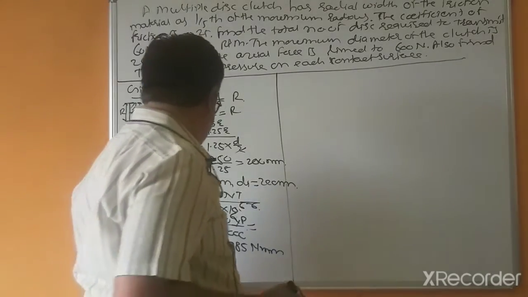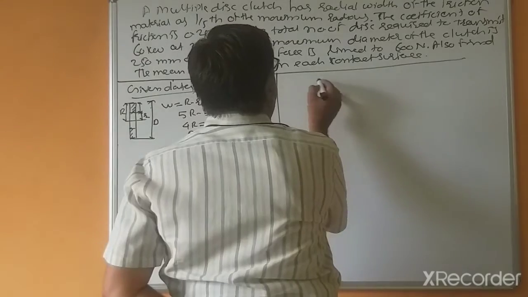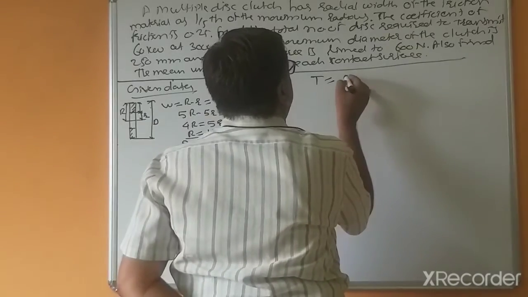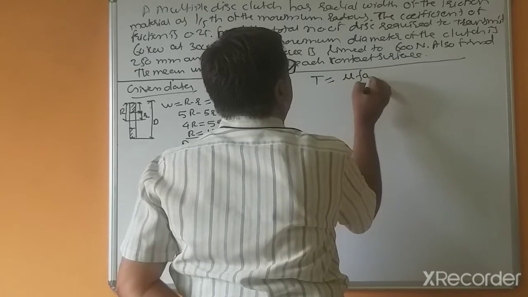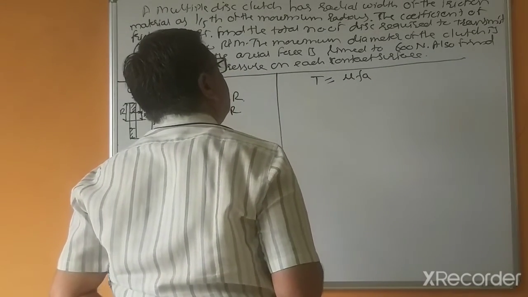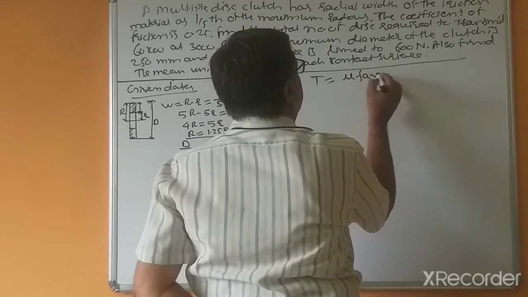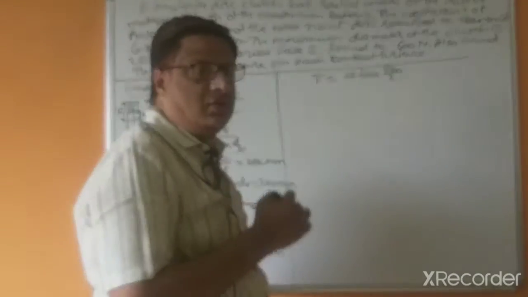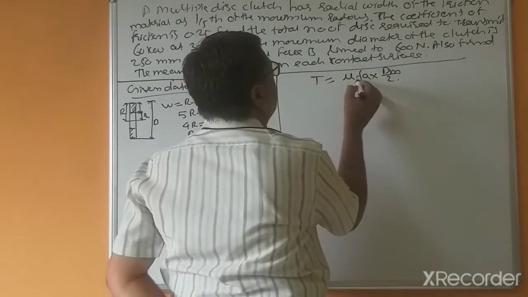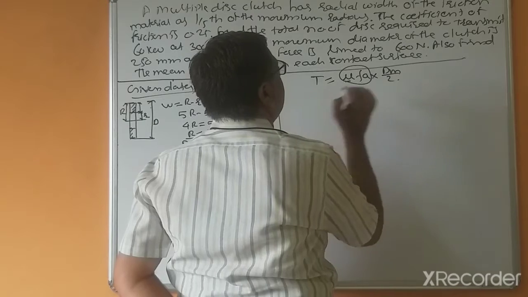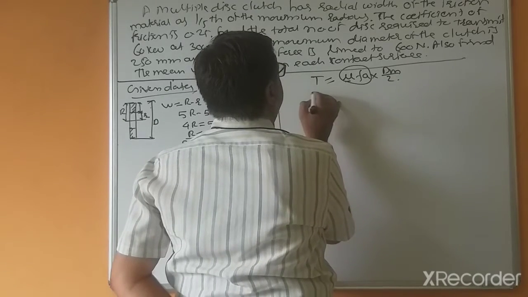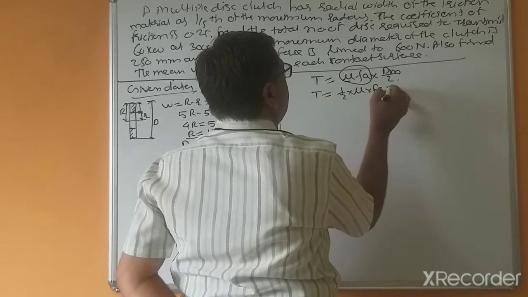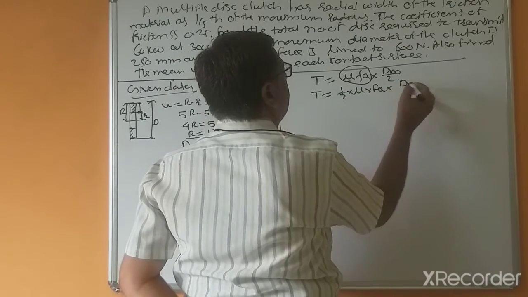capacity. Now total torque, because torque equal to, what is the equation? Mu into Fa into dm divided by 2. This is the basic formula. Torque equal to, because this is force, frictional force multiplied by radius. So that's why mu into Fa into dm.